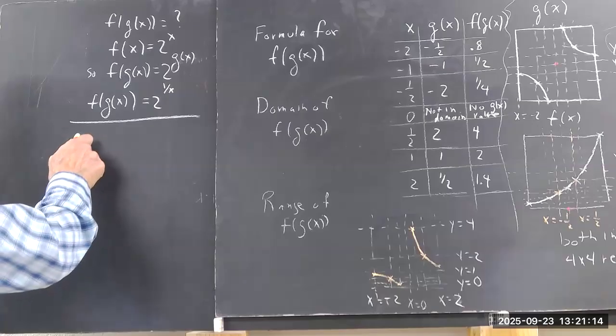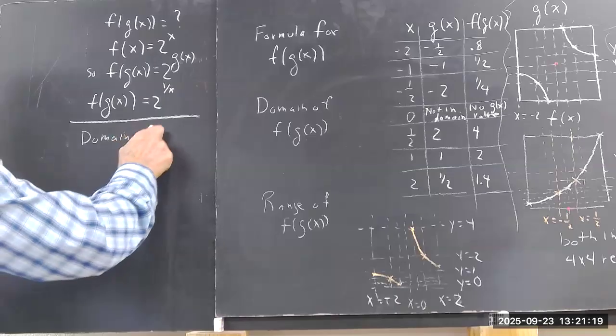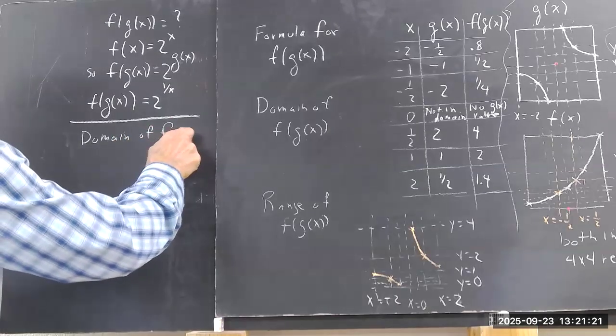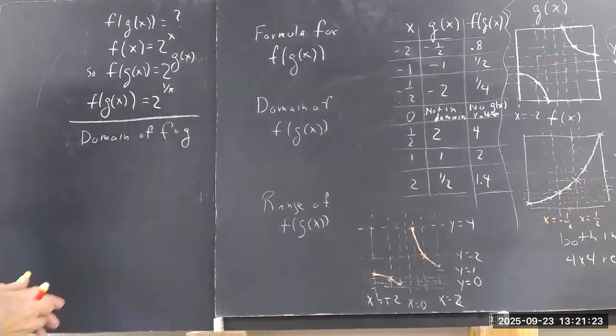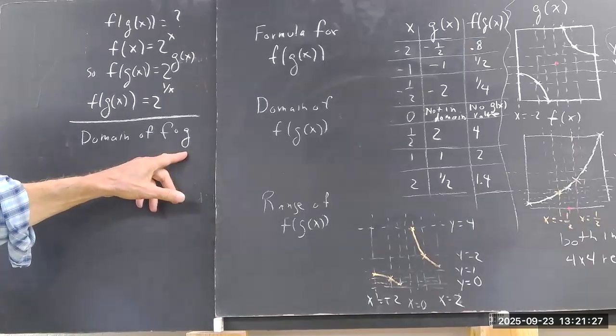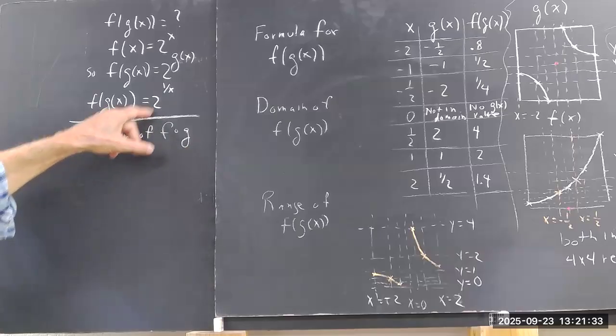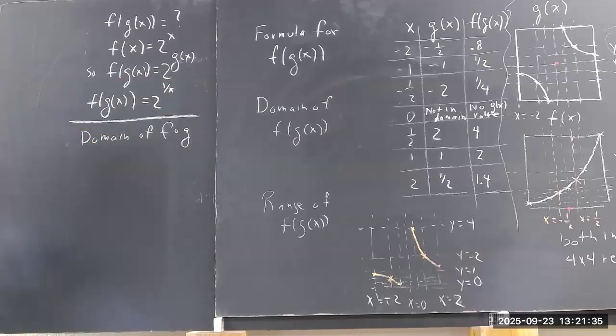Domain of f circle g. And you should know from the open math assignment that that's how you name the function that you get if you do f of g of x. Okay, so f circle g is 2 to the 1 over x.